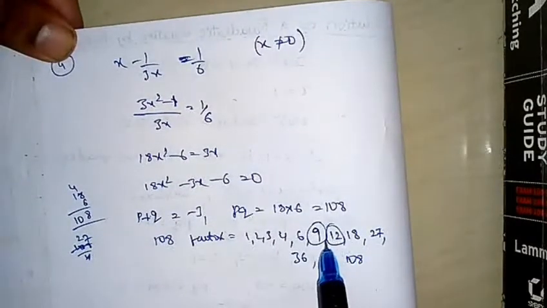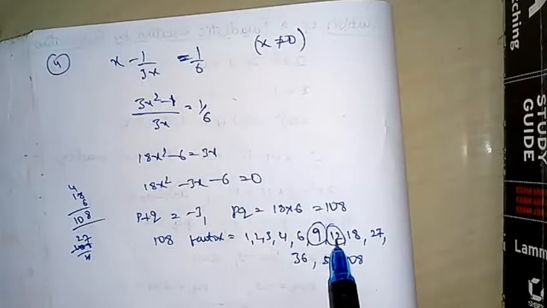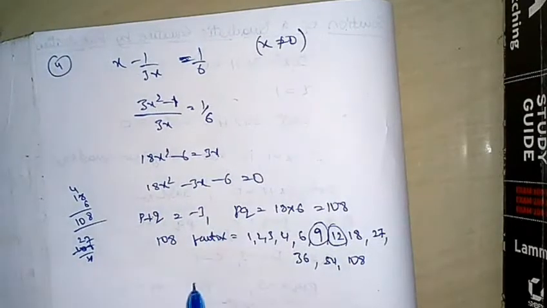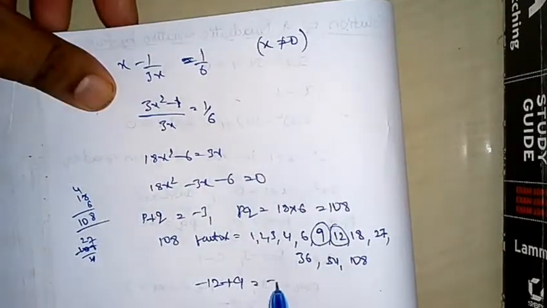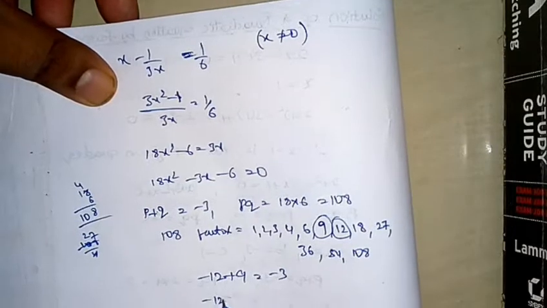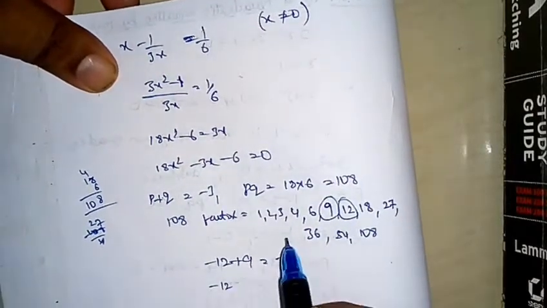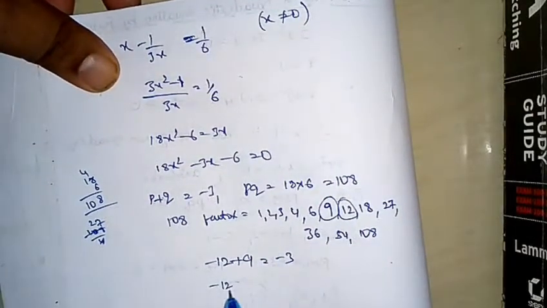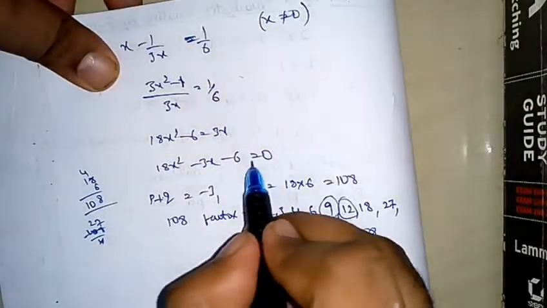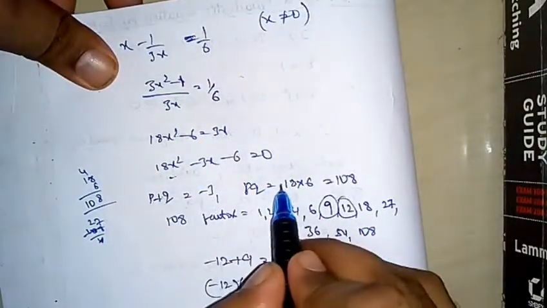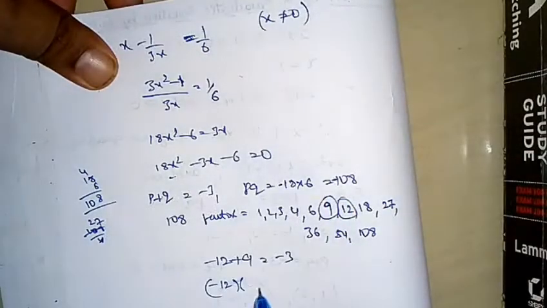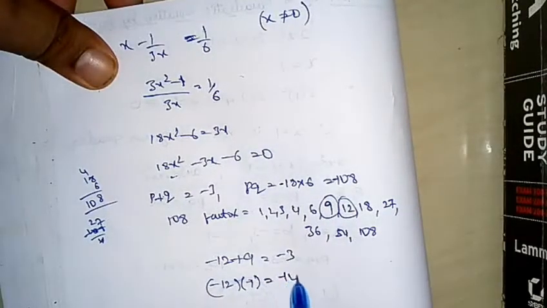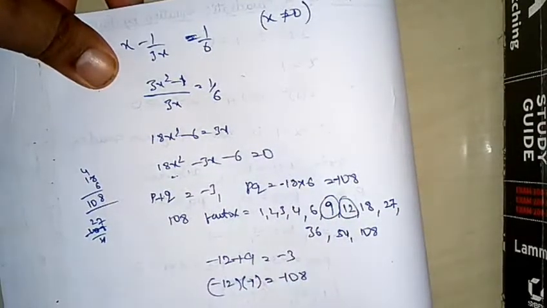Minus 12 plus 9 is minus 3, and minus 12 into 9 is minus 108. So these two numbers meet our condition.